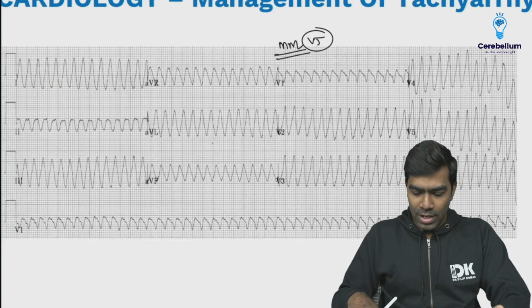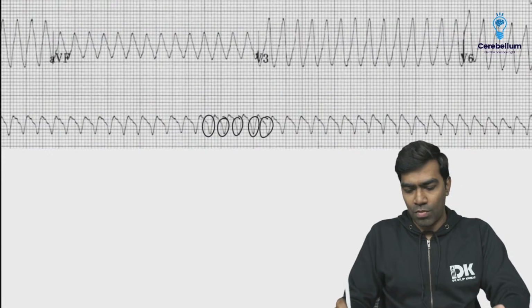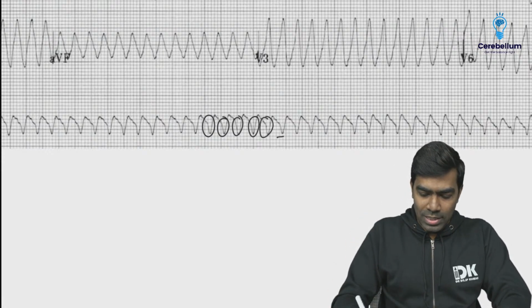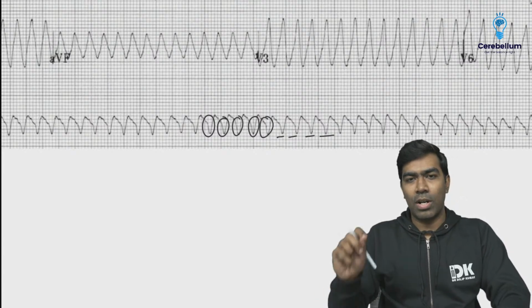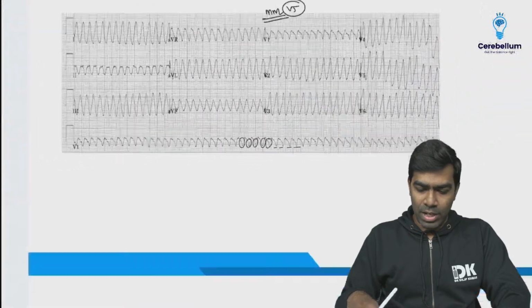Why is it a monomorphic ventricular tachycardia? Because the complexes are having a single morphology. They don't change their morphology. That's why it is called a monomorphic ventricular tachycardia. And come back to the next rhythm.